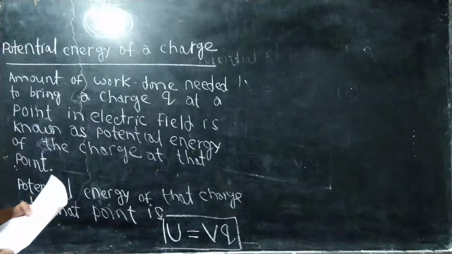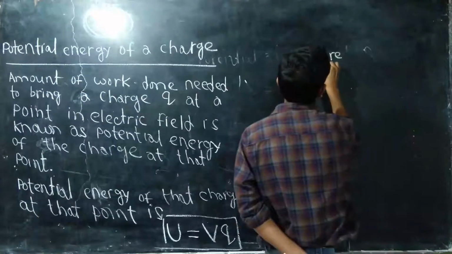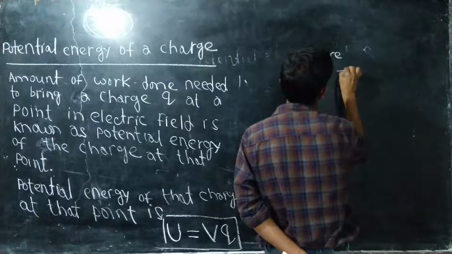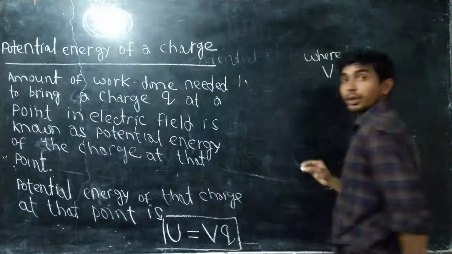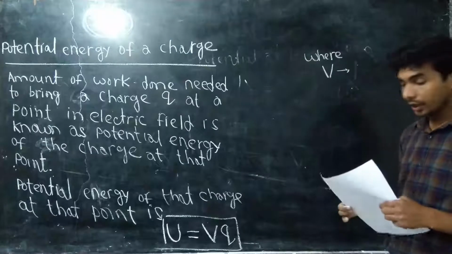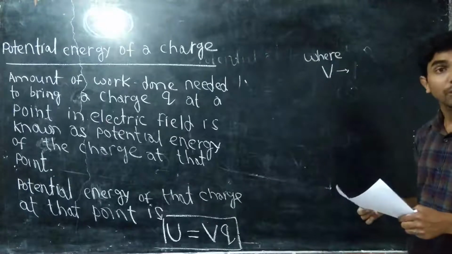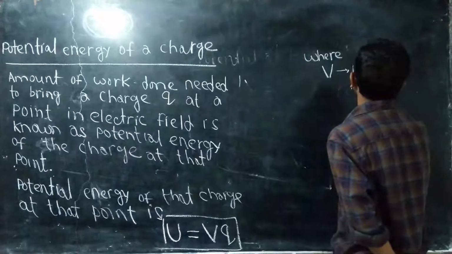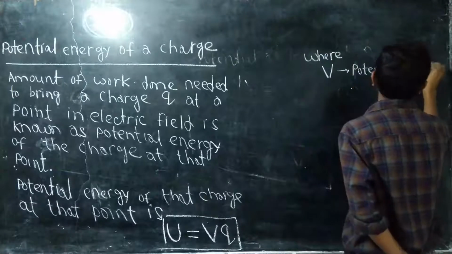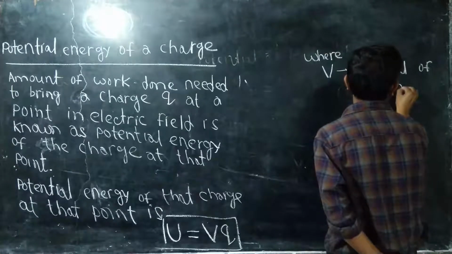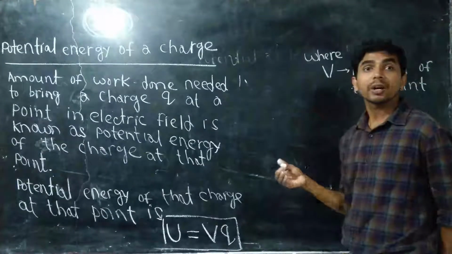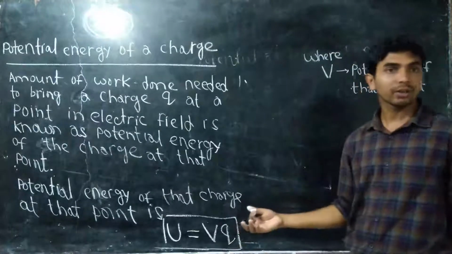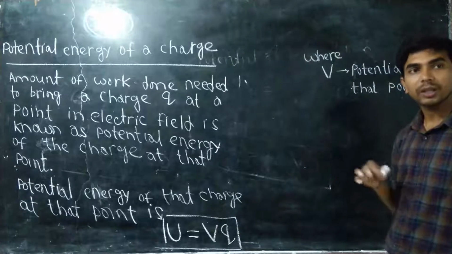Where V, what is V? V is the potential of that point, right? And what about the charge Q? Q is the charge brought to that point, right?